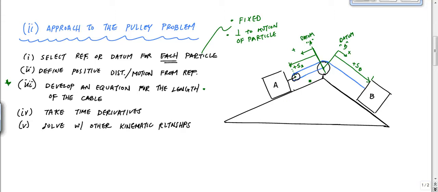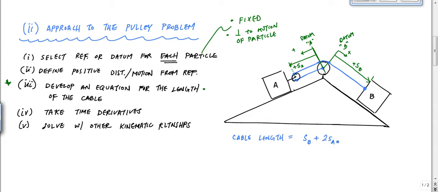Okay, so to do that, the blue line is the cable in this case. I would have for the cable, so let me use blue, cable length is equal to, let's see, I have one of these SB lengths, so the distance from the datum to here, this portion is a length SB, plus I have a distance from here to here. And I have two of these distances. So that would be plus 2SA.